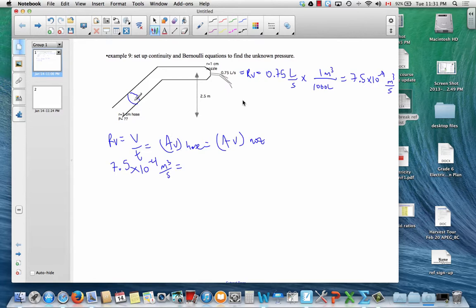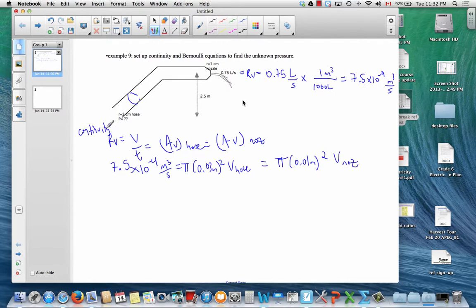And then we set that equal to area times speed. Well, the area here is pi r squared. 3 centimeters is 0.03 meters. So this equation can be solved to find the speed of the water in the hose. The nozzle is 1 centimeter in radius, so 0.01 meters. And this equation can be solved now to find the speed of the nozzle. So we're just asked to set up the equations, and we've set up the continuity equation.